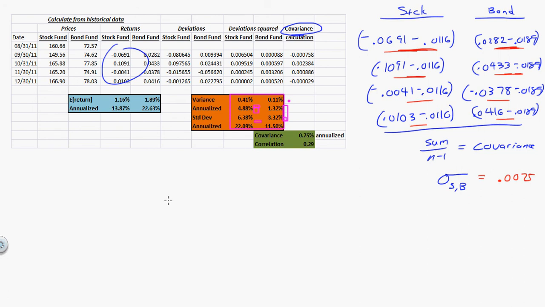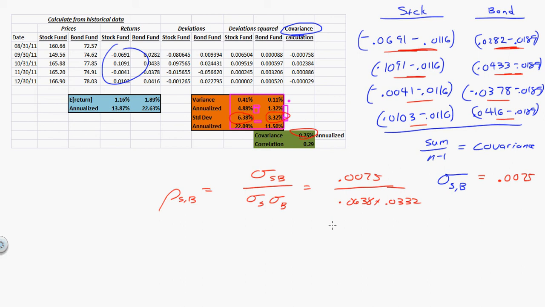I know it's positive, so I know the two funds move together, but I don't know exactly how they move together. So I come up with a correlation. That's the Greek letter rho. Correlation of S and B is equal to the covariance of S and B divided by the two standard deviations. So it's equal to 0.0075 divided by 0.0638 times 0.0332. So it should be this number, and this number. That's going to equal 0.29.